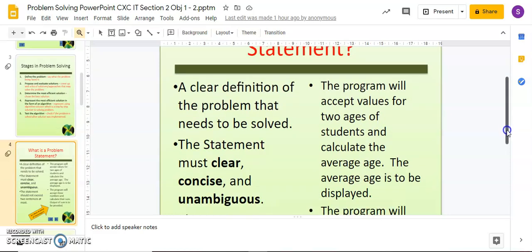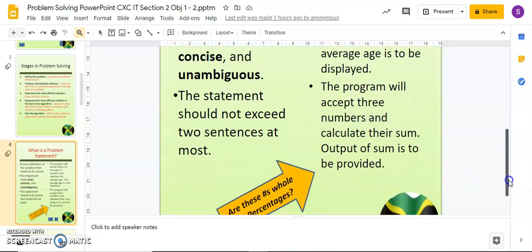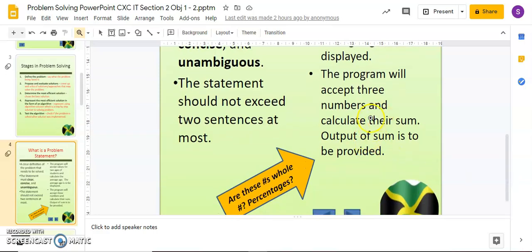The program will accept values for 2 ages of students and calculate the average age. The average age is to be displayed. That could be a statement of the problem. The next statement of the problem is: the program will accept 3 numbers and calculate their sum. Output of sum is to be provided. Now, are these whole numbers or are they percentages? You might ask. Let's move on.